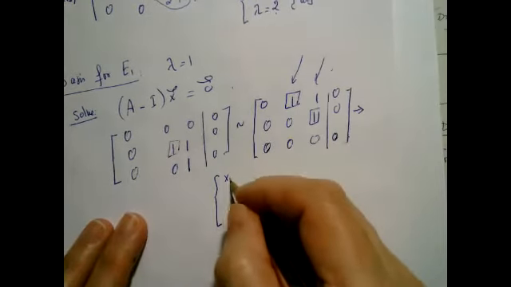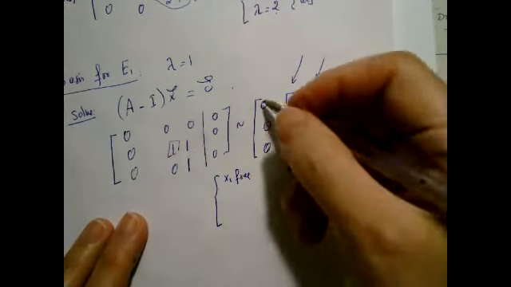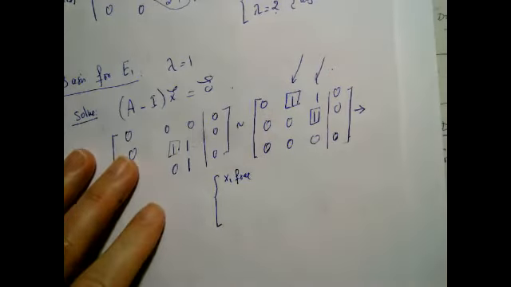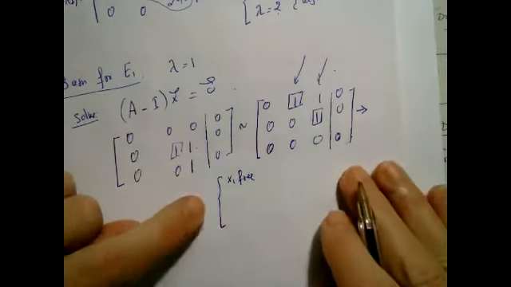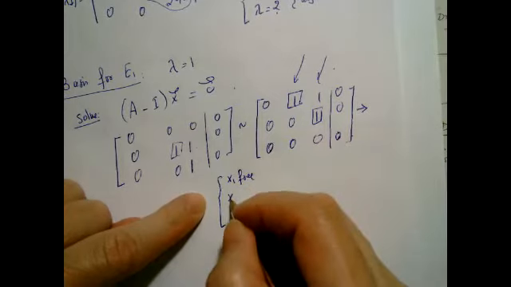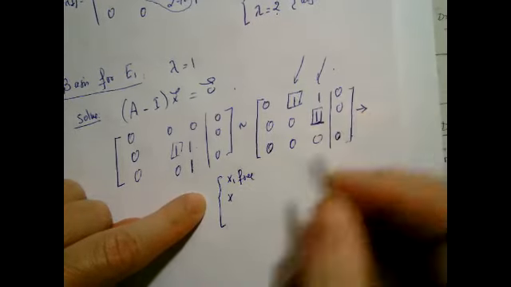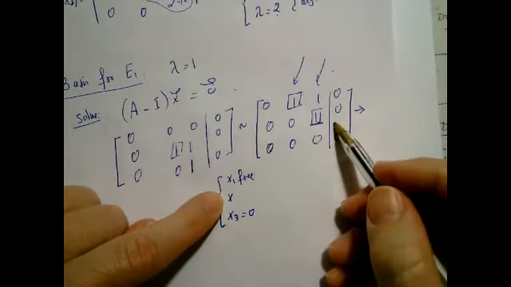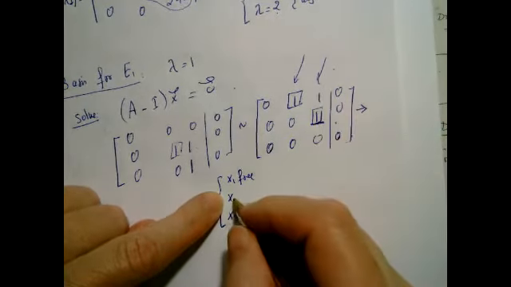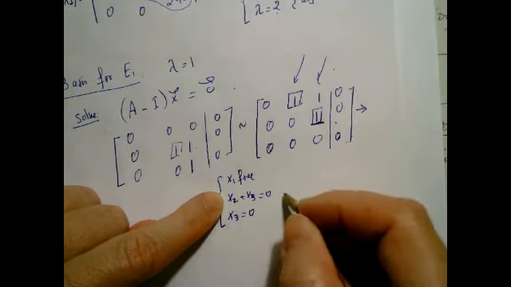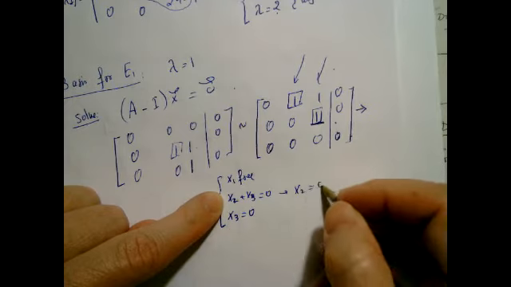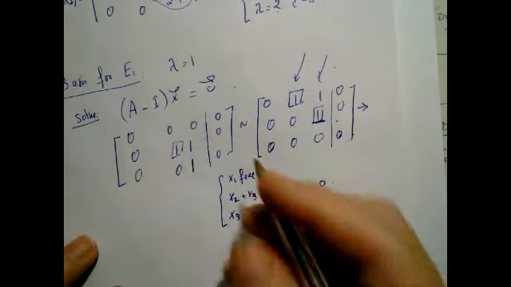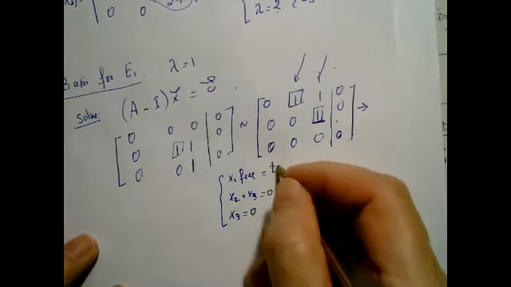x1 is free, because there is no leading in the first column. And x3 is equal to 0 by reading this row. Now the second row reads x1, x2 plus x3 equal to 0. It means x2 equal to 0. And this is my variable t.